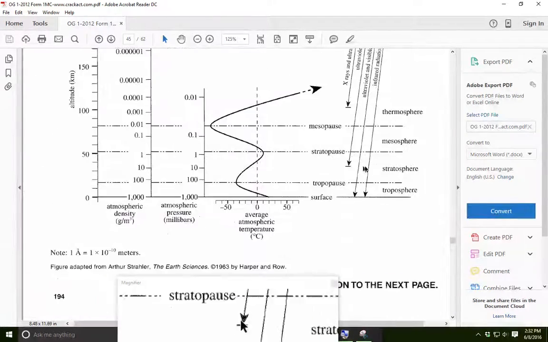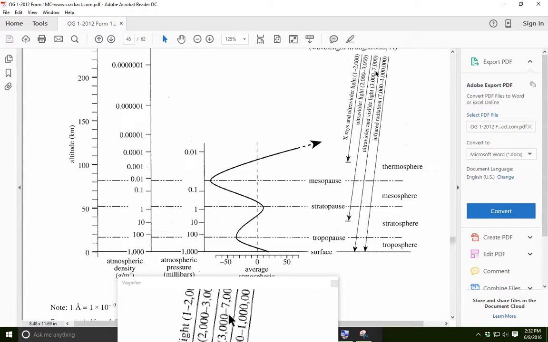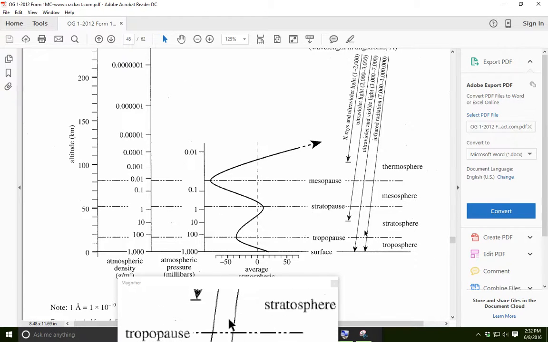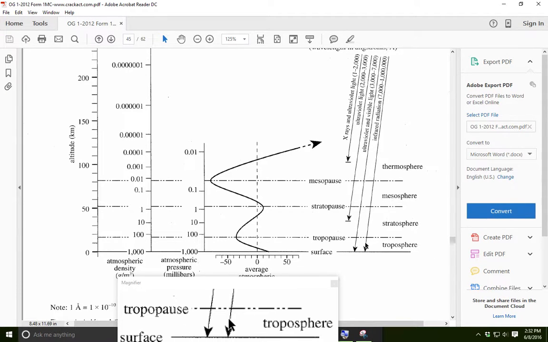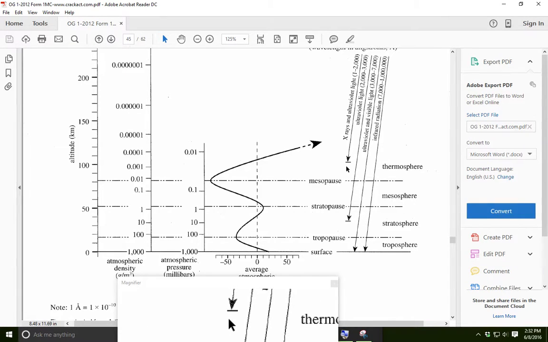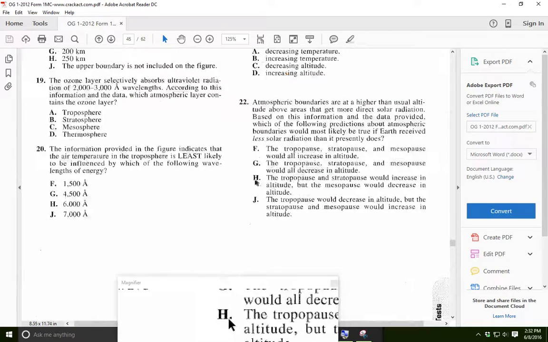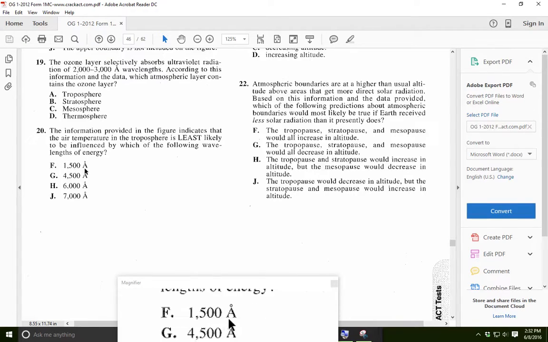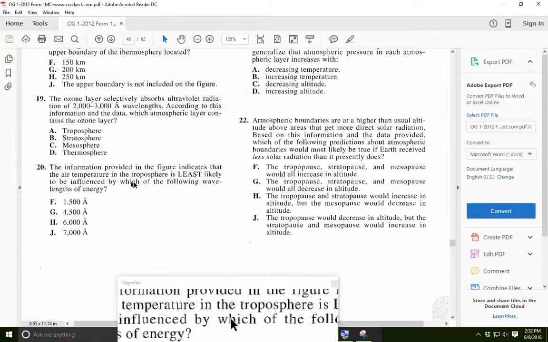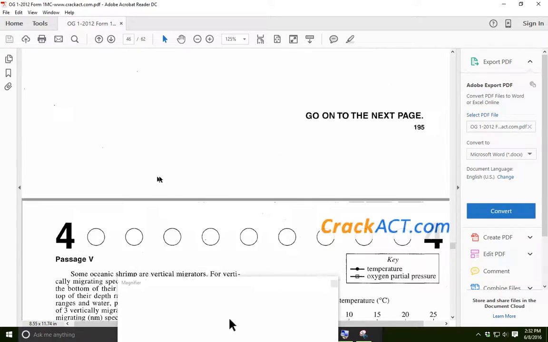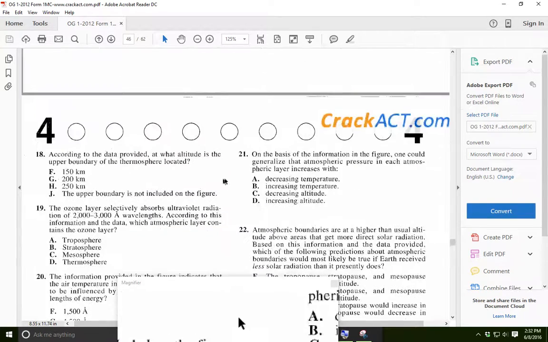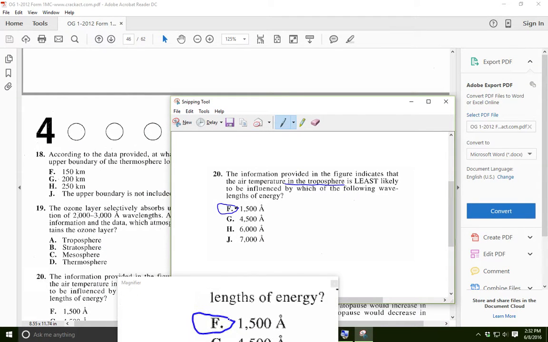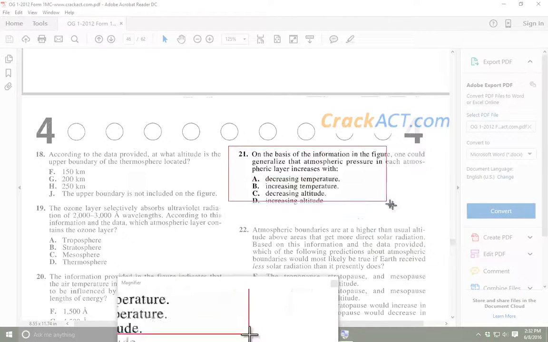Well, if we go back to the graph, we see that between 3,000 and 7,000 angstroms, they hit the troposphere. We need something less than 3,000 angstroms. And the only thing available for us is answer F. So F is the correct answer, 1,500 angstroms. Okay, so the answer over here is F, 1,500 angstroms. Let's do a new snip of 21.